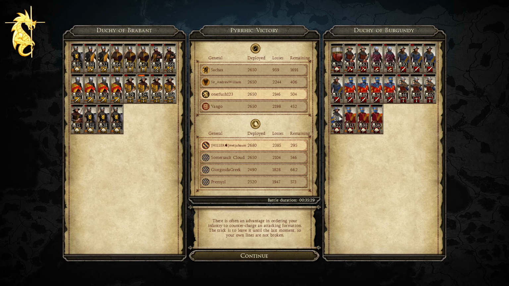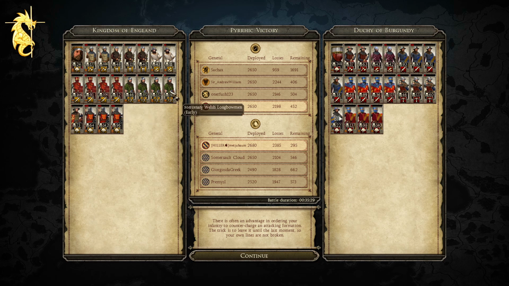Then we've got the Duchy of Brabant here. Once again, not having a great day. 248 though on the crossbow sergeants. His infantry did pretty good. His cavalry 125, 111. Then finally, Vango as the Kingdom of England. Longbows, pretty solid, 157. 142 on the English Knights. Axe Sergeants, 186, 177.